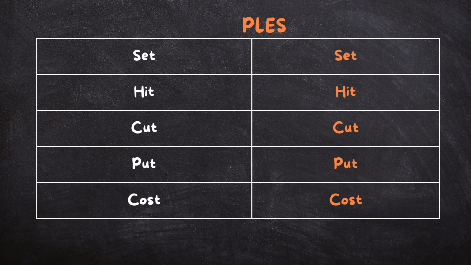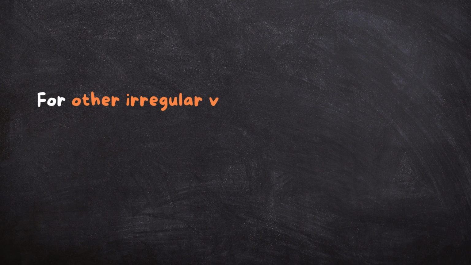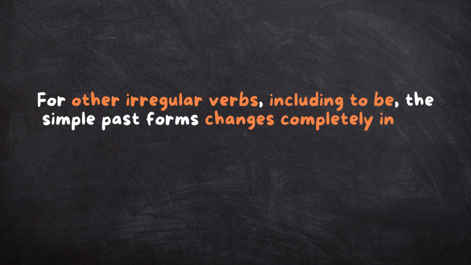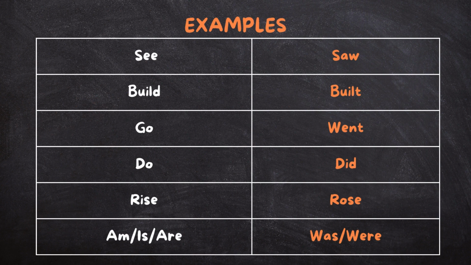Then for some irregular verbs, including to be, the simple past is formed by changing it into a completely new word. So see becomes saw, which is a new word different from the root form of the verb, that is see. Build becomes built. Go becomes went. Do, did. Rise, rose. Or is or are becomes was and were.